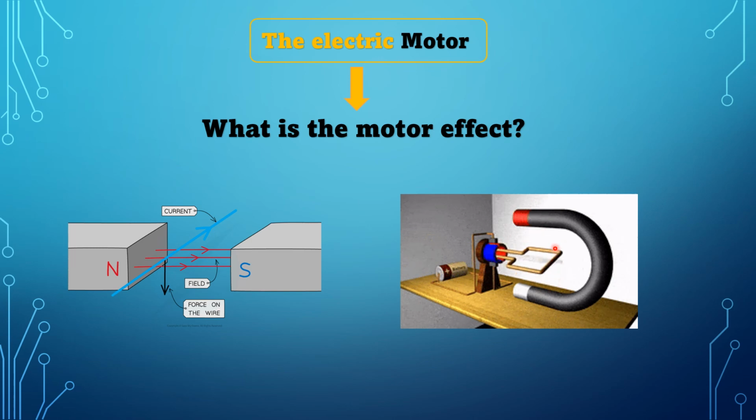So as we see in the picture, this is basically the best demonstration of how the motor effect works. We have the battery, we have the coil, and we have the permanent magnet over here, which we're going to be talking more about in the next slides.